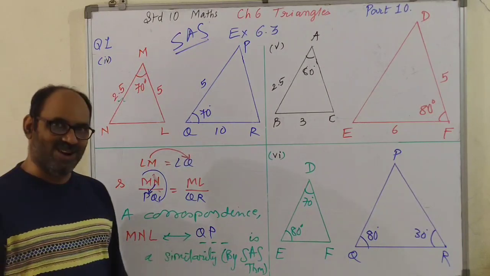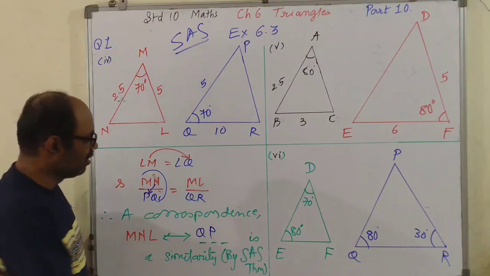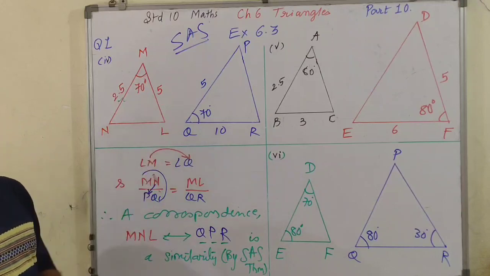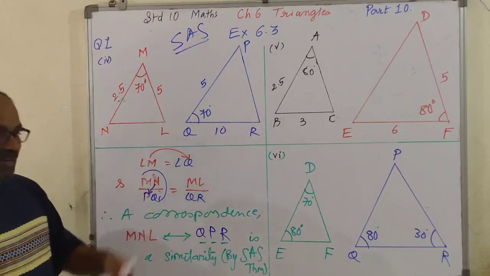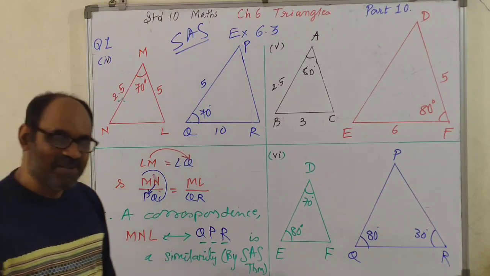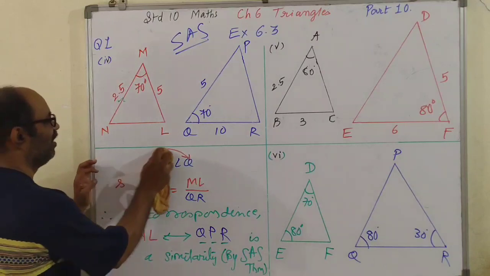अब fill in the blank कर लो. P Q R में से कौन सा मिसिंग है? R. So write R. Yes, this correspondence is similarity. And the two triangles are similar. So we write the correspondence as well. Got it? So we move on to the next one. Very interesting.